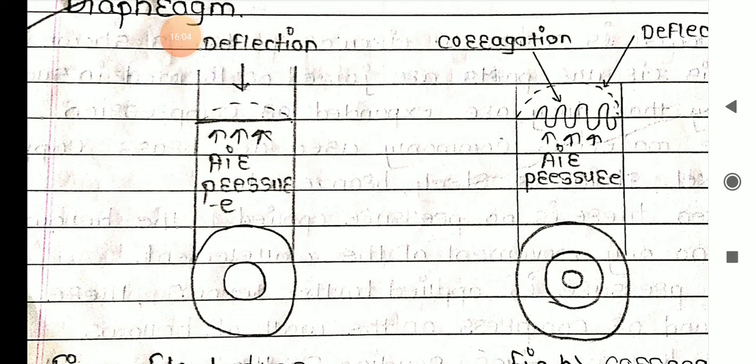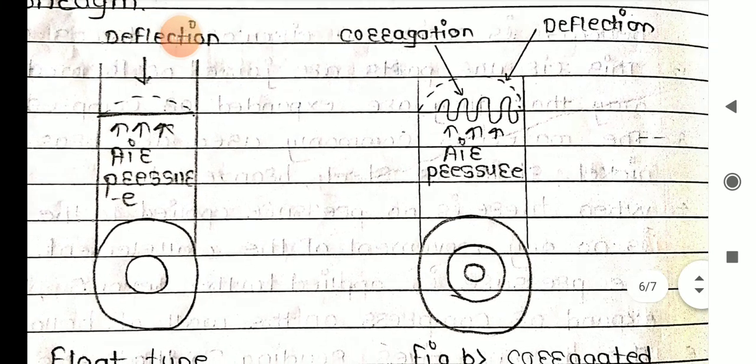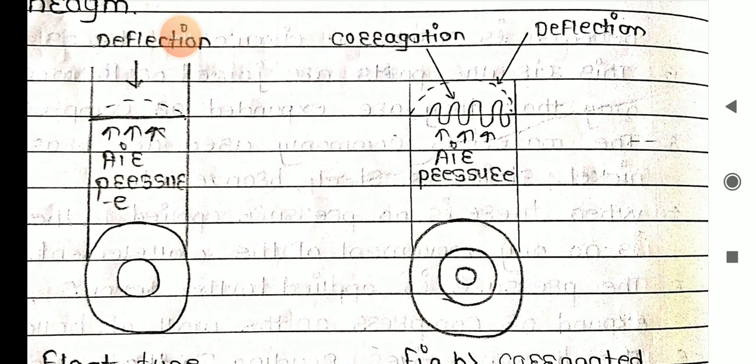So what is the operating principle of this one? First, the pressure to be measured is applied to the diaphragm. It causes deflection. The deflection is proportional to the applied pressure.